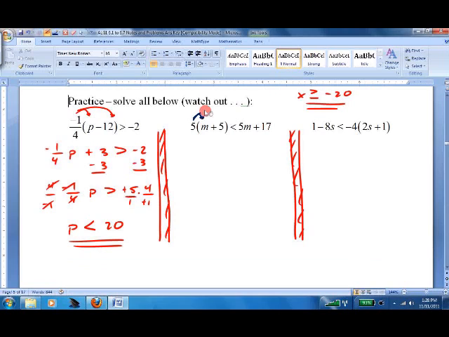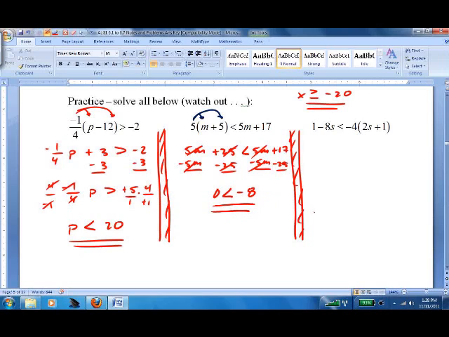And parentheses, let's get rid of them. 5m plus 25 less than 5m plus 17. Move the 5m over here. Move the 25 over there. These cancel. These actually cancel too, so we end up with 0 less than negative 8. Is 0 less than negative 8? No, therefore there are no solutions.